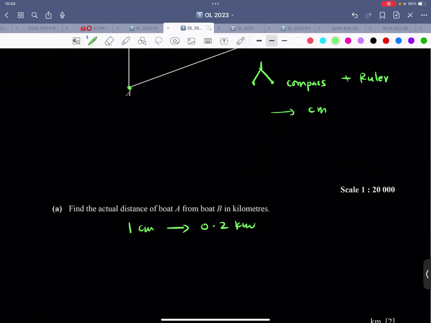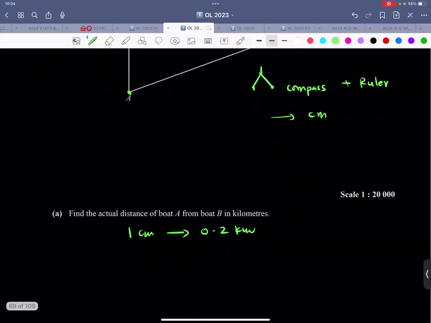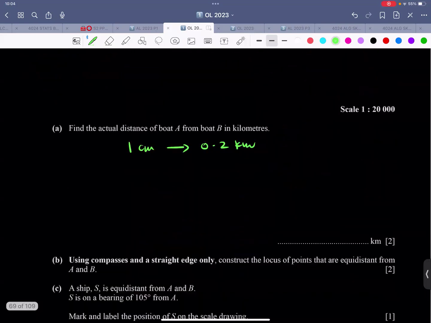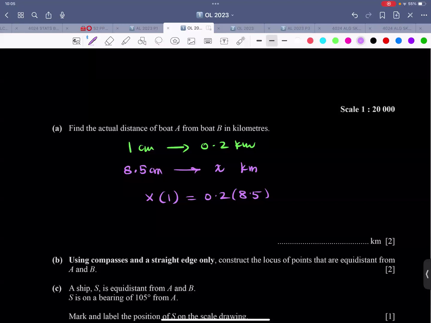So therefore, just a wild guess, maybe this is like 10 centimeters. So that would be 2 kilometers, something like that. Maybe this is like 8.5 centimeters. So this is x kilometers. So x into 1, that is 0.2 into 8.5. So 8.5 into 0.2, that is 1.7. So this is 1.7 kilometers. Keep in mind, this is just a wild guess because I don't have the ruler to measure it down.